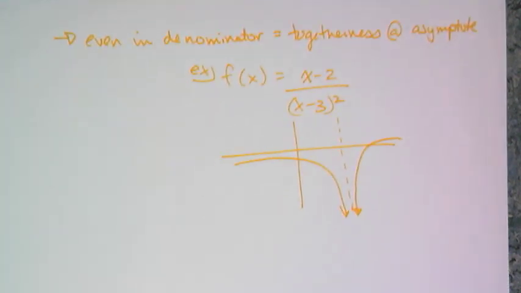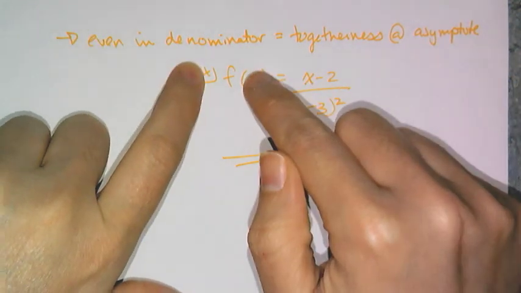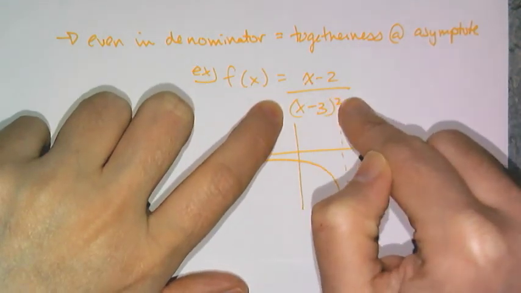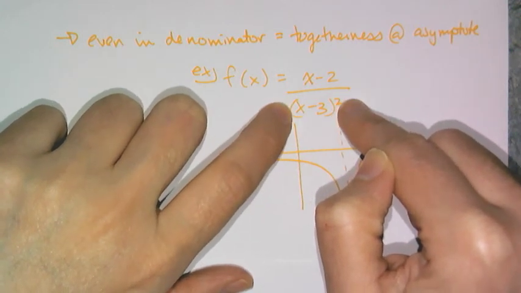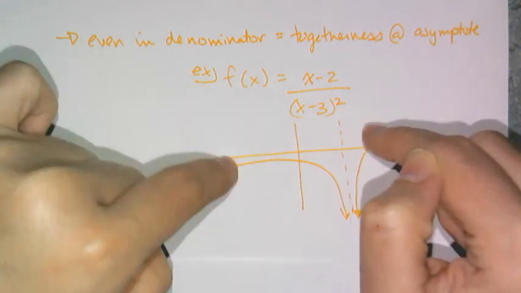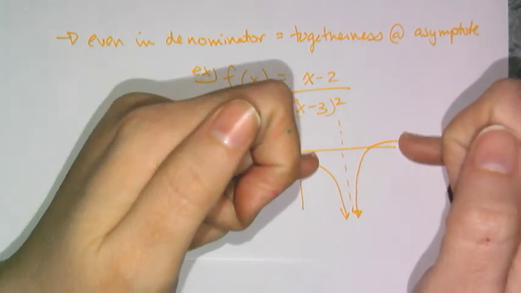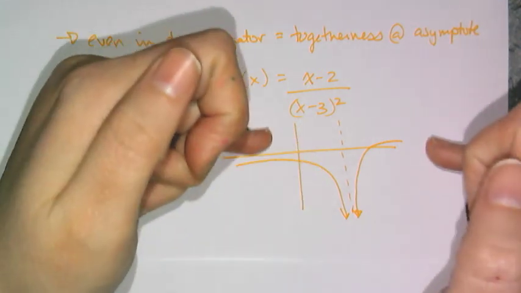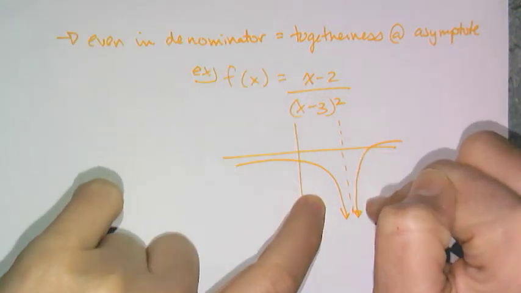And then what it does in the denominator is a little bit different. It has something to do with the asymptotes. So an even factor in the denominator gives you something called togetherness at the asymptote, because remember, the denominator tells you where your asymptotes are, and if this factor is squared, or to the 4th power, or to the 6th power, instead of going in opposite directions, what's going to happen is, as the graph approaches the asymptote from either side, it's going to go in the same direction. In this case, they're both going towards negative infinity, but they could also go both towards positive infinity. And this is what I mean by togetherness at the asymptote.